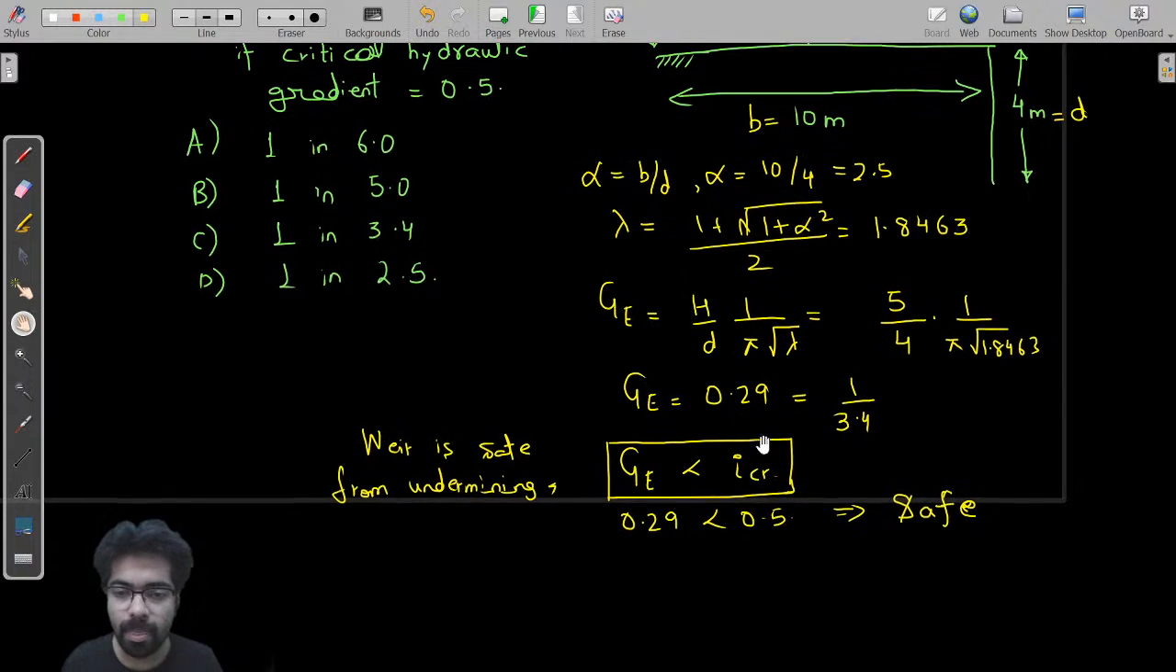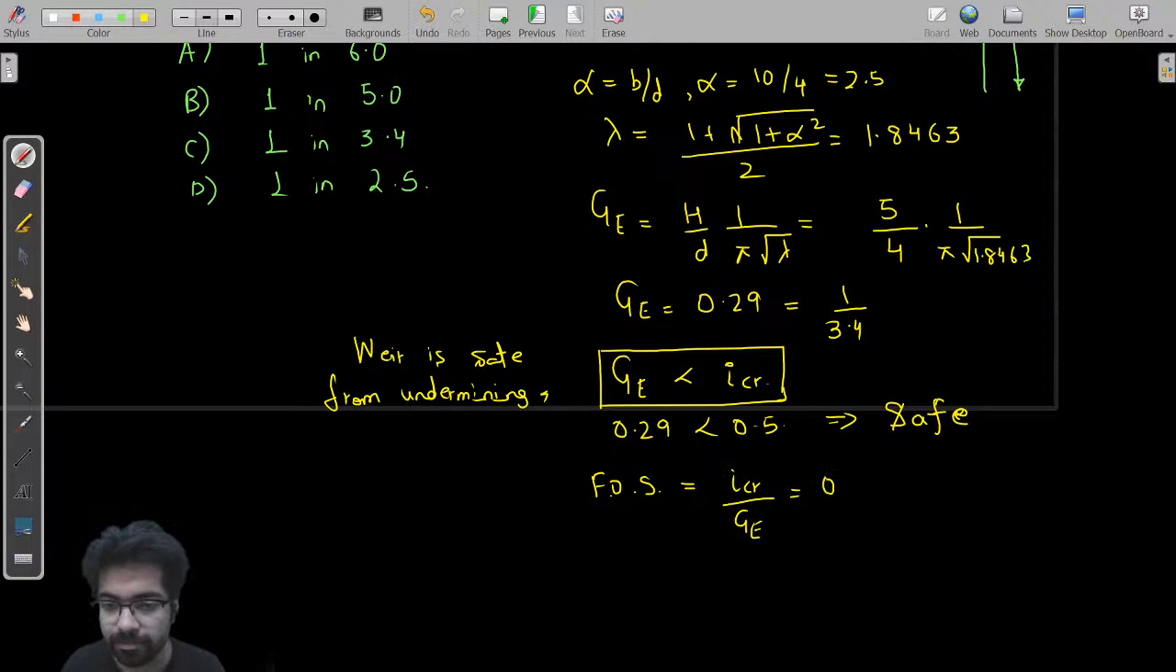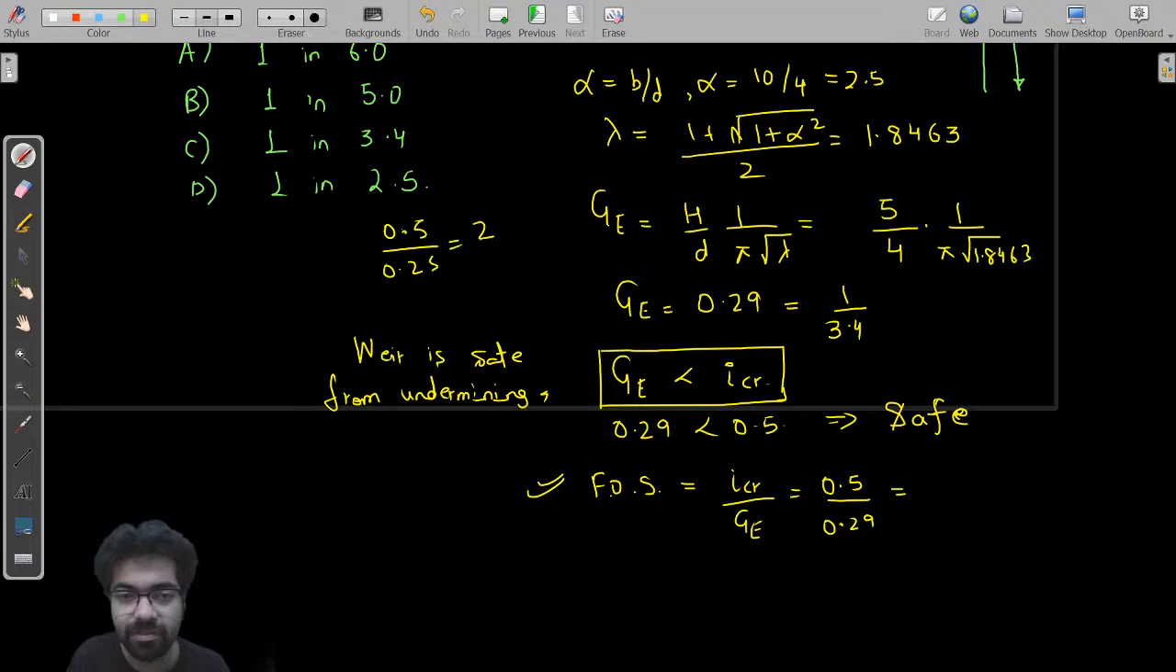I have understood now. Okay, can you find factor of safety here? How much factor of safety is there? Higher value upon lower value, simply. This will be your factor of safety. It is not asked, but I am just telling you how much safe you are. If critical value is 0.5 and actual value is 0.25, then you are 2 times safe. It is like that only, it is simple. Okay, now let's move ahead.